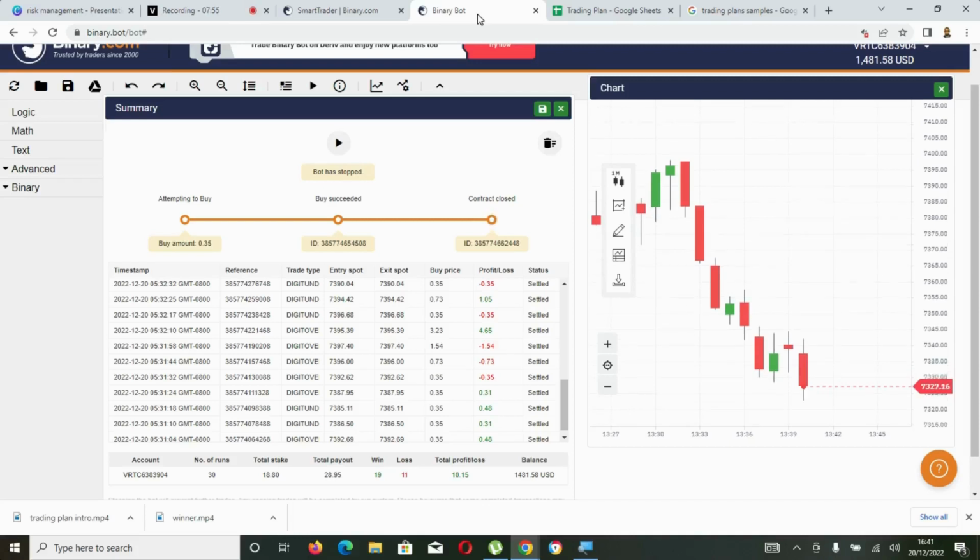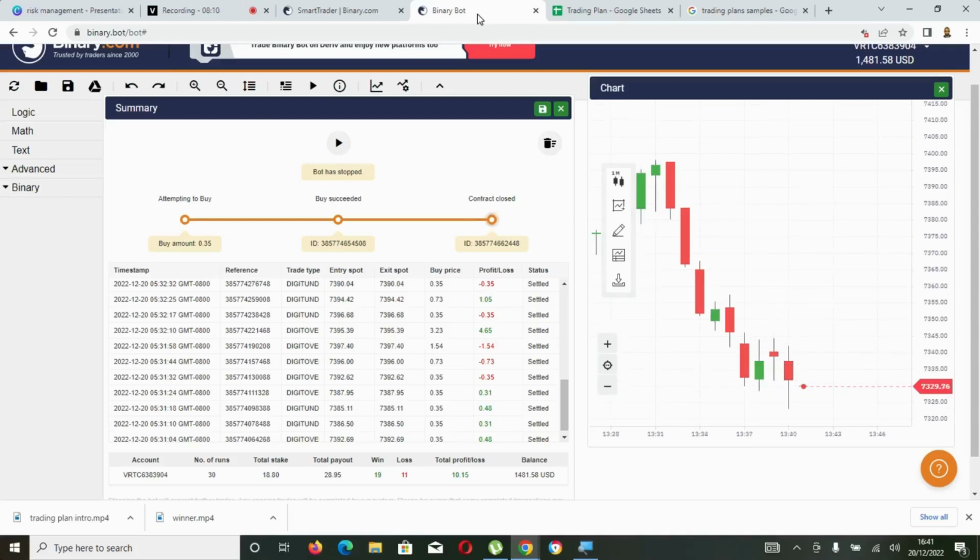Now, how will my exit criteria be? There are two or three options. Number one, if I see the bot is gaining much, there are a lot of wins following one another, then I will exit because I know the possibility of it starting to lose is very high. That is scenario number one.